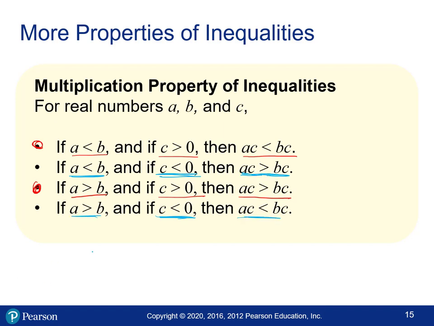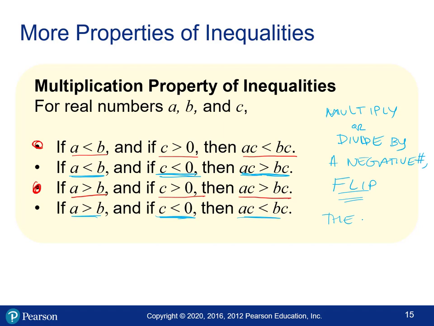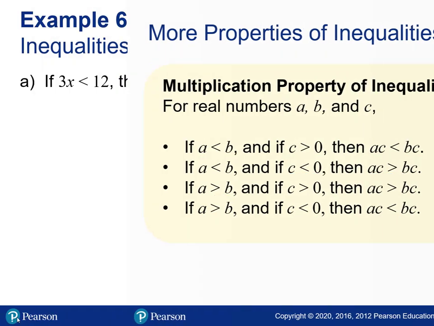The way that I like to remember it is if you multiply or divide by a negative number. That's what C less than 0 means. By a negative number, I just say flip. You could say reverse, but you want to flip the symbol, the inequality symbol. This is really the only thing you do different with inequalities than you do with equal signs. You have to remember to flip the symbol in this case.